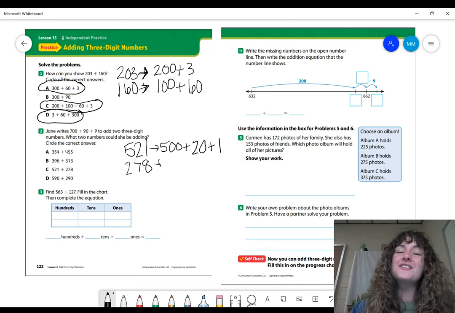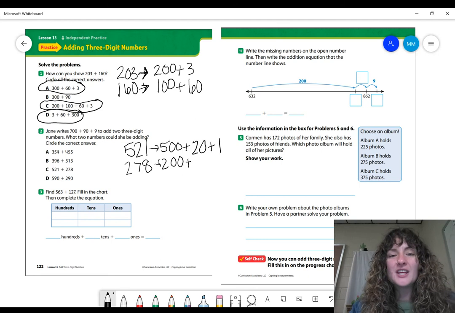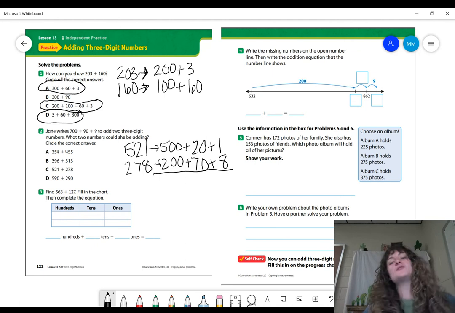278, starting with our hundreds. 2 hundreds has a value of 200. Our tens place, 7 tens has a value of 70. And 8 ones. All right, and let's put those values together.